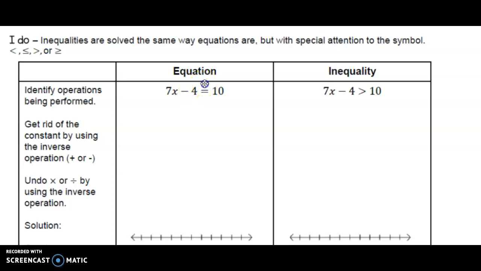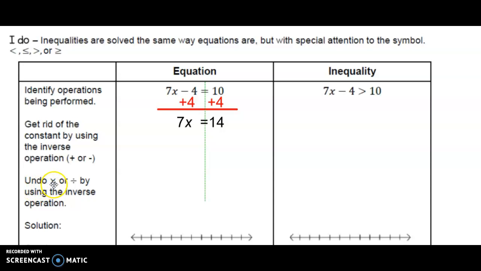Whatever we do to one side of our equation, we have to do to the other side. Our new equation has 7x, -4 plus 4, zeroed out, equals 10 plus 4, which is 14.